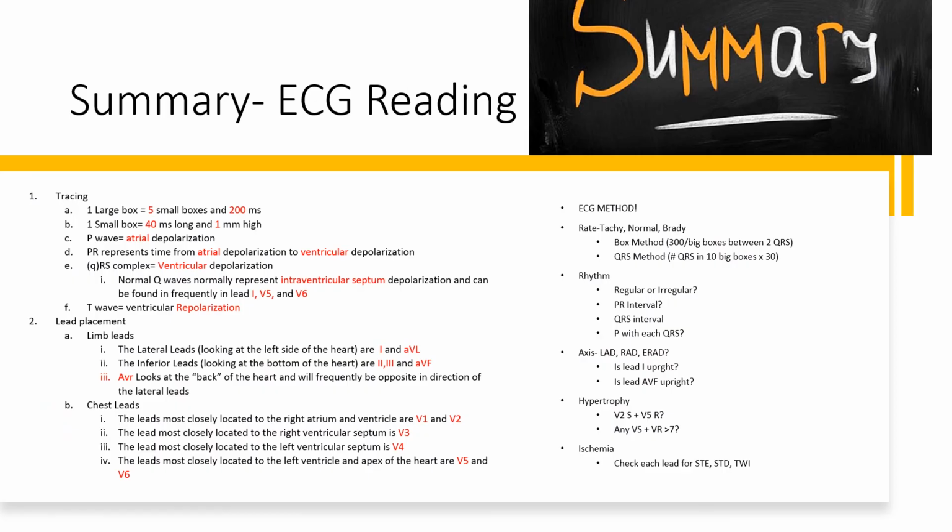I know we went through a lot. Here's a summary, discussing the tracing and what they measure, the different morphologies of our PQRST complex, the lead placements and what they look at in the heart, and of course our method: rate, rhythm, axis, hypertrophy, and ischemia. Now that we've done each piece individually, we're going to go through some full practices. Go ahead and pause when you see the ECG, run through your rate, rhythm, axis, hypertrophy, and ischemia, and report out the objective findings that you're seeing. And I will follow along with you.